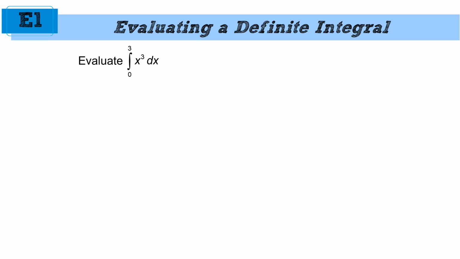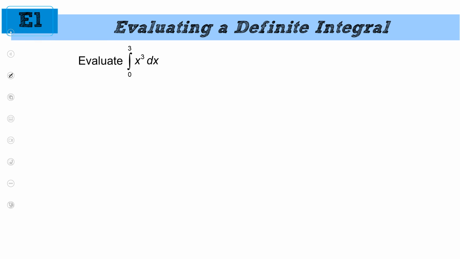All right, so we seem to have consensus. 81 over 4, beautiful. I'm assuming that most, if not all of you got that answer. So let's talk about not necessarily how to do it, because it appears that most of you did it, but how you show work associated with this problem.